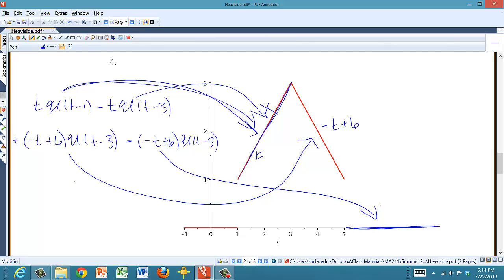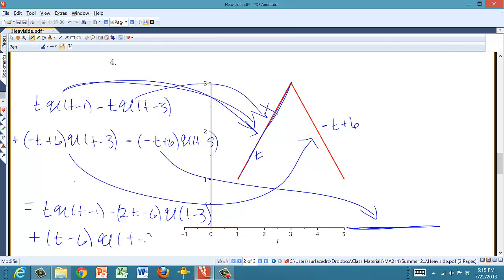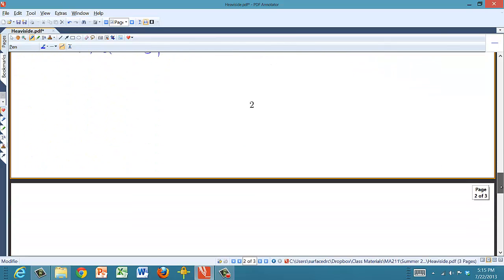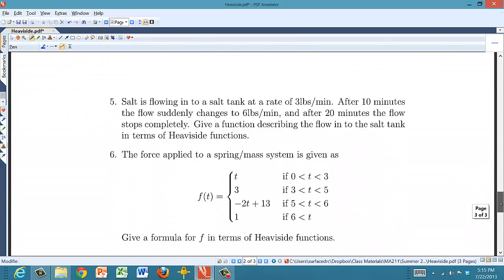Okay? And of course we can go ahead and simplify this. It's probably nice to simplify things because we are going to want to Laplace transform them later on. So the simpler algebraically they are, the better. So this will be t u(t minus 1) minus (2t minus 6) u(t minus 3), and then plus (t minus 6) times u(t minus 5). Okay?